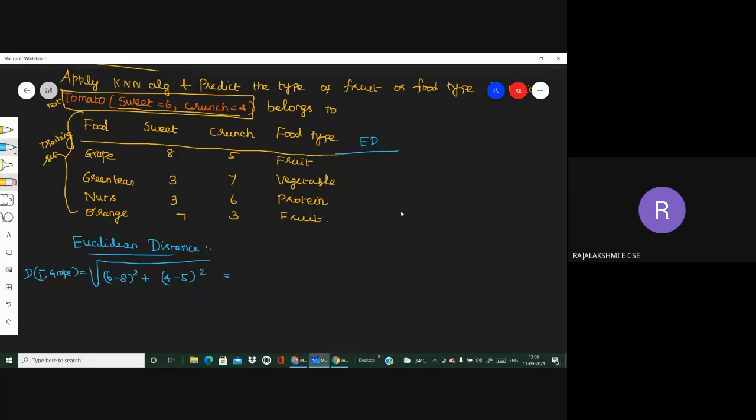Okay, what is the value? The root of 6 minus 8 the whole square plus 4 minus 5 the whole square. Root of 5. What is root of 5?